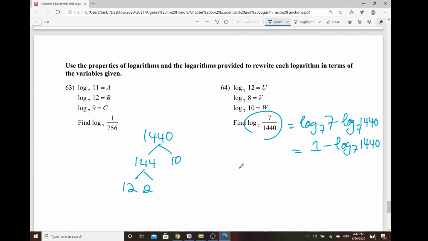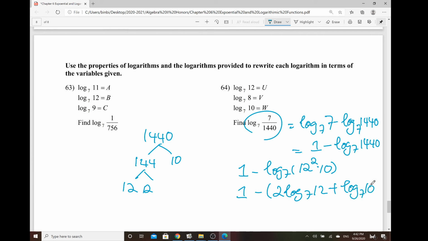So this can be written as 1 minus log base 7 of the quantity 12 squared times 10. Try to expand it: 1 minus 2 log base 7 of 12 plus log base 7 of 10. So it's 1 minus 2 times, well, what's log base 7 of 12? Log base 7 of 12 is u, so minus 2u. What's log base 7 of 10? That's w, so minus w. It's all about the substitution. So eventually it's 1 minus 2u minus w.